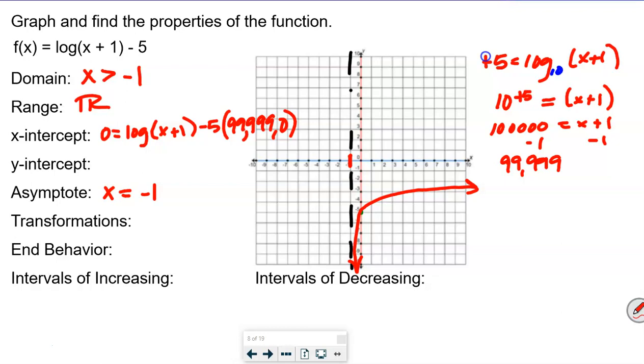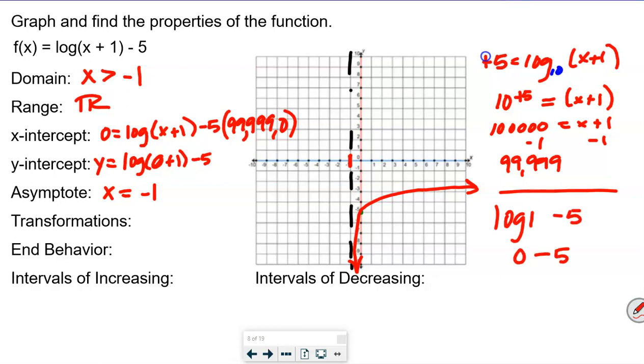And then our y-intercept, we already found it was -5, but again, how would we do that? This time we would say y is equal to log of 0 plus 1 minus 5, which would be the log of 1 minus 5, and that's going to be 0 minus 5, which is -5. So this one's going to be (0, -5), okay? That's where that one is. So our transformations, again, this graph would have moved 1 left and 5 down, because again, we still have our h and k.